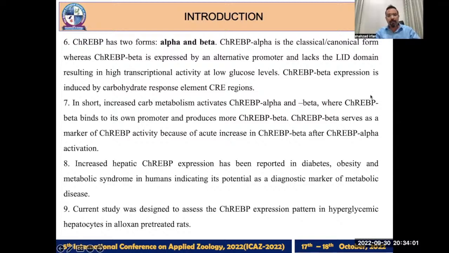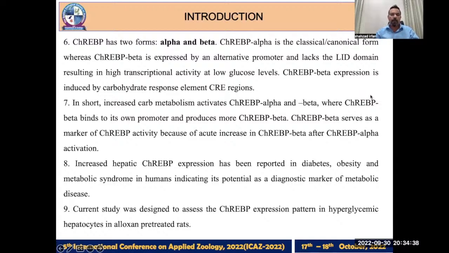Increased hepatic CREB expression, which means both the expression of alpha and beta isoforms, has been reported in type 1 and type 2 diabetes, obesity, and metabolic syndrome in humans, which indicates its potential as a diagnostic marker of metabolic status or metabolic syndrome. The current study was designed to assess the CREB expression of both of its isoforms in a hyperglycemic environment.